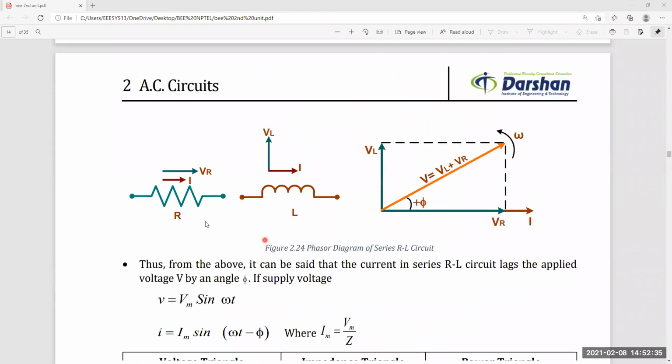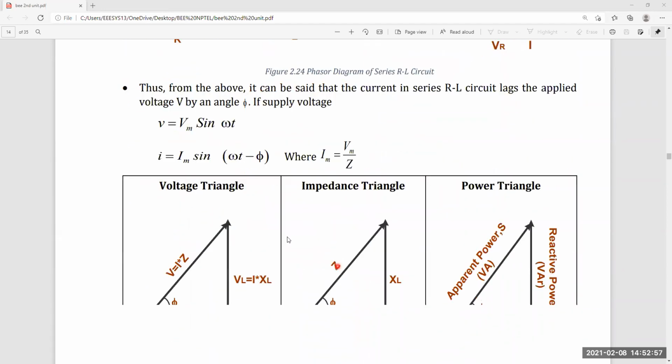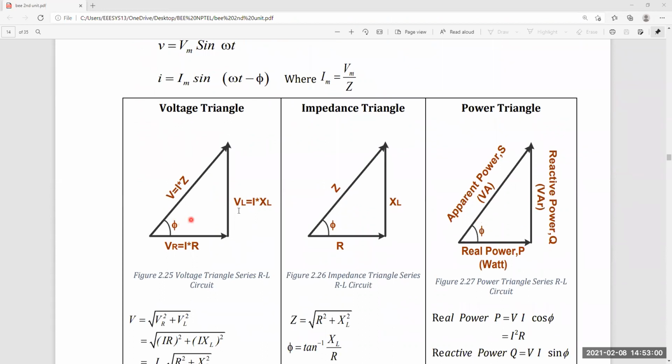You know well, across the resistor, voltage VR and current I are in phase. But across the inductor, voltage leads by 90 degrees. So the resultant of these two is V. So we'll get it like this. Understand? So this is the voltage triangle.